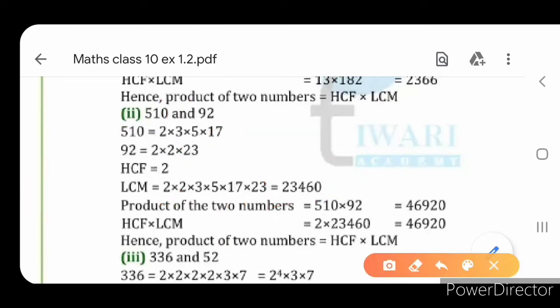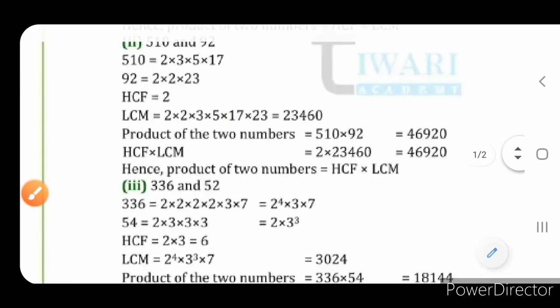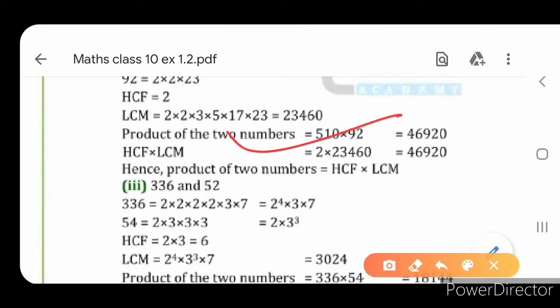And now HCF, then we have to take common base and minimum power. So the common base is what? Here the common base is 2, and the minimum power of 2 is what? 2 raised to power 1. Here in 510 the power of 2 is 2 power 1, and in 92 the power of 2 is 2 power 2. So we take 2 raised to power 1. So HCF will be 2. Okay. Now we again verify: LCM into HCF is equal to the product of two numbers.